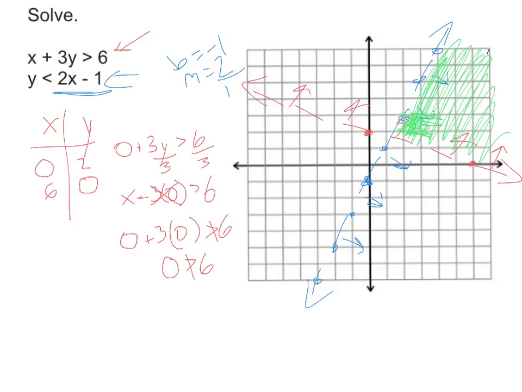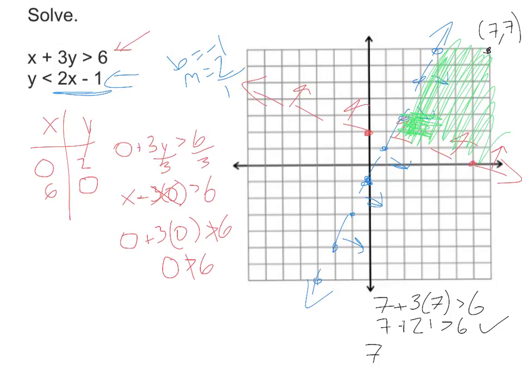For instance, here's the point (7, 7). If I look at (7, 7), is that going to be true for both? Let's test it on top. Is 7 plus 3 times 7 greater than 6? Well, is 7 plus 21 greater than 6? Sure is. How about the bottom one?